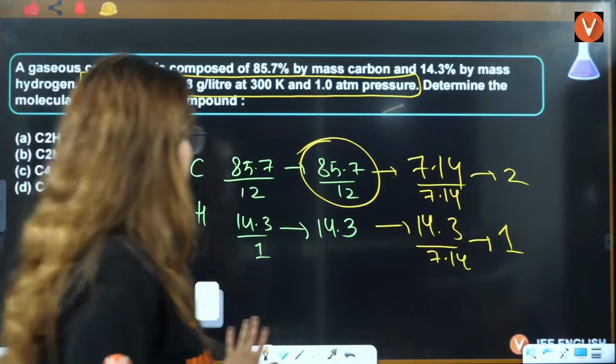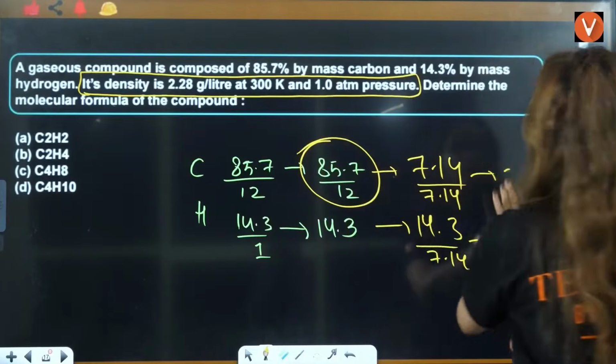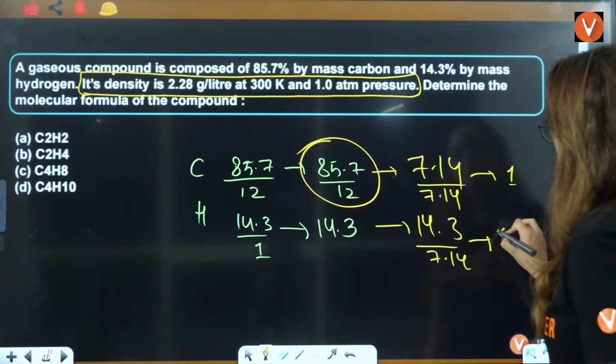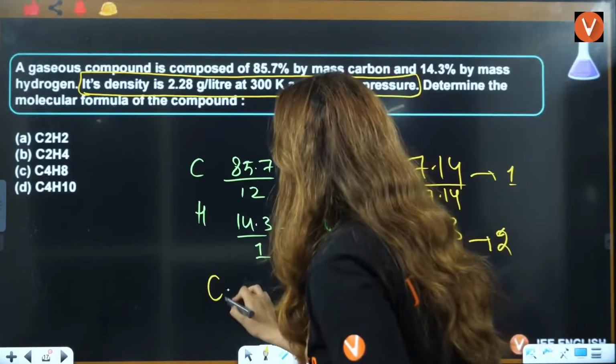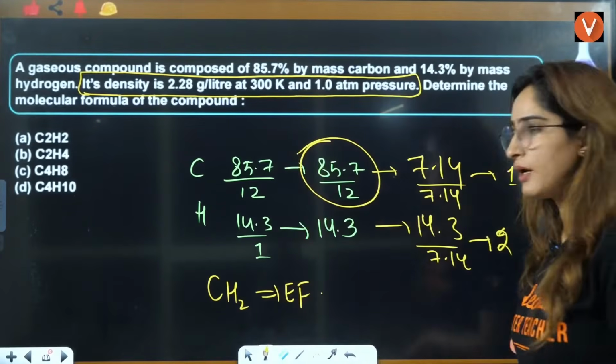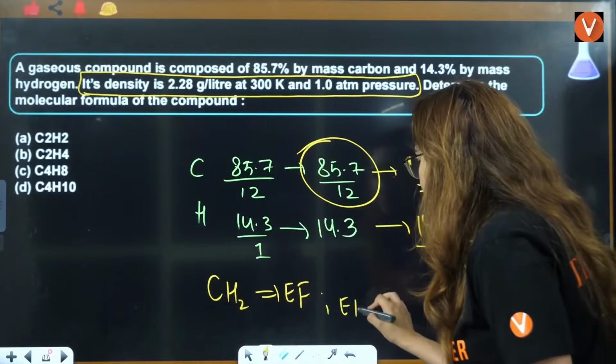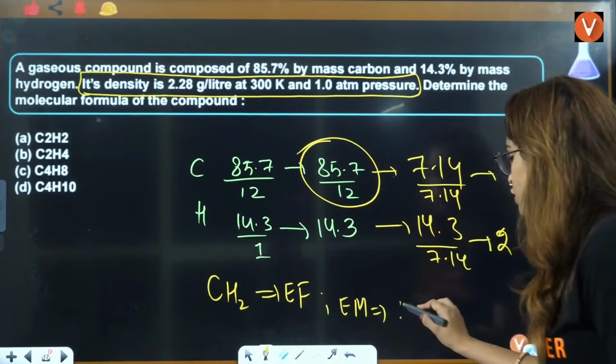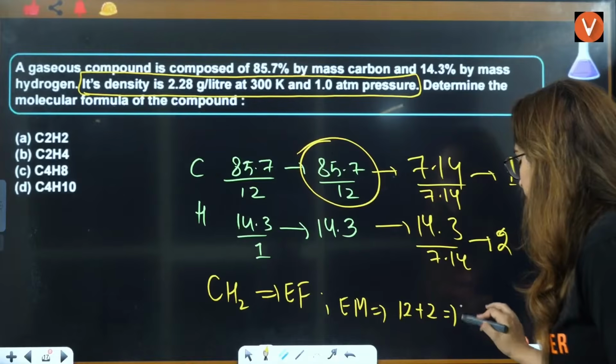Wait a minute. This will be 1. Okay. This will be 1, this will be 2. So answer will be CH2 is your empirical formula. Right. So empirical mass is going to be 12 plus 2, that is 14.